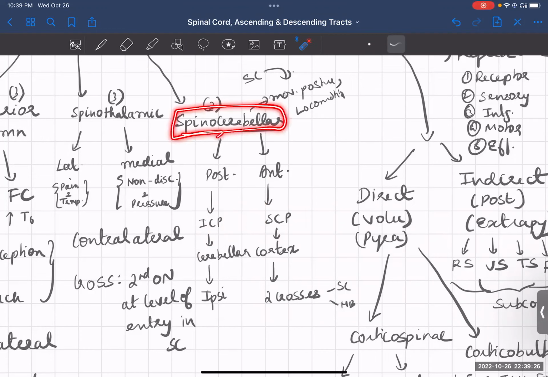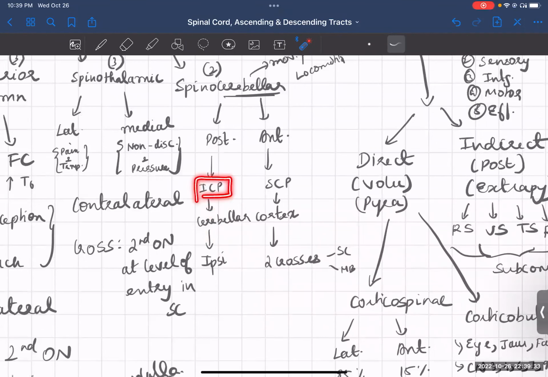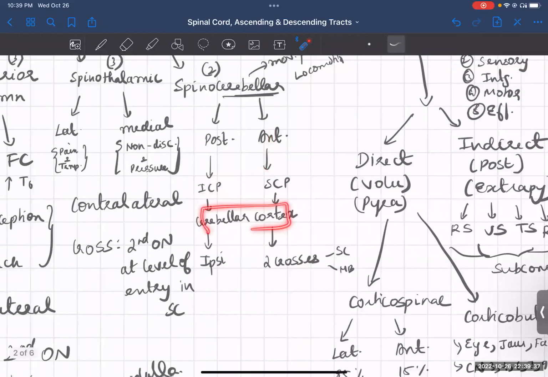Now, let me recap it once more. Spinocerebellar tract is divided into posterior and anterior tracts. Posterior is going to enter your cerebellum through inferior cerebellar peduncle. Anterior is going to enter your cerebellar cortex through superior cerebellar peduncle.